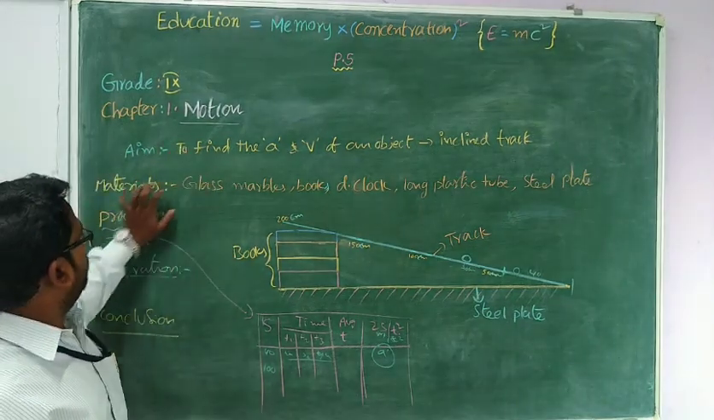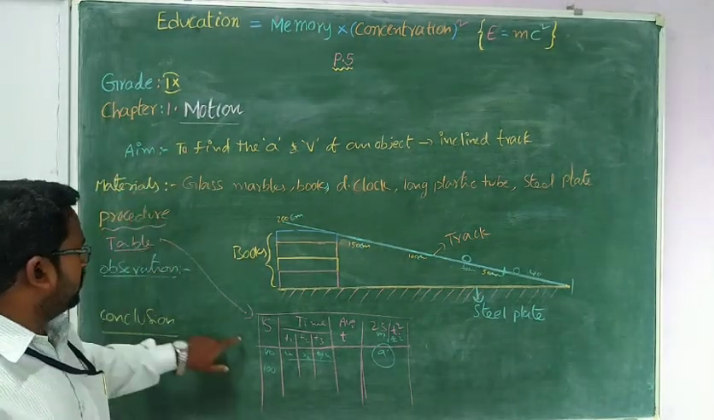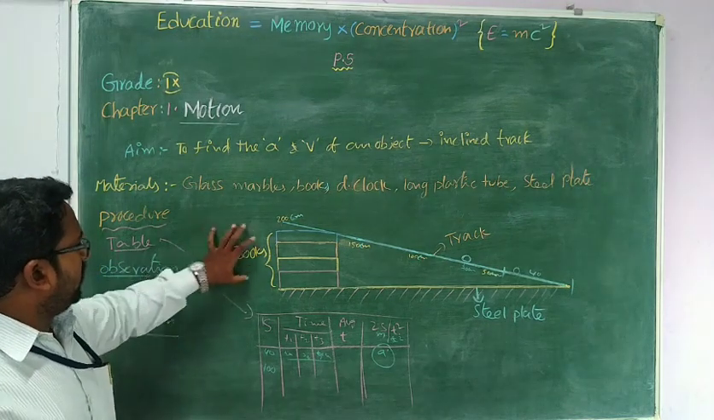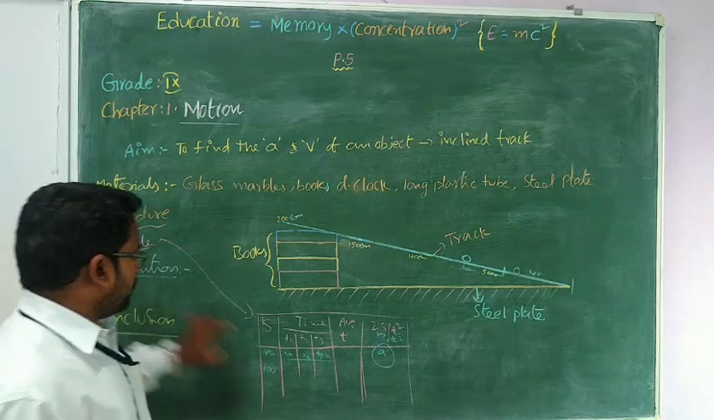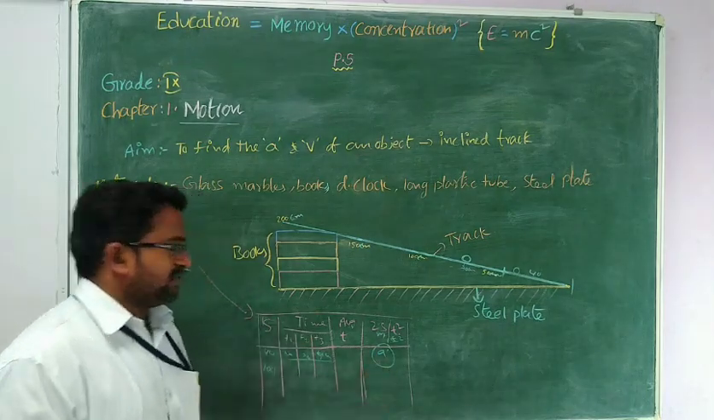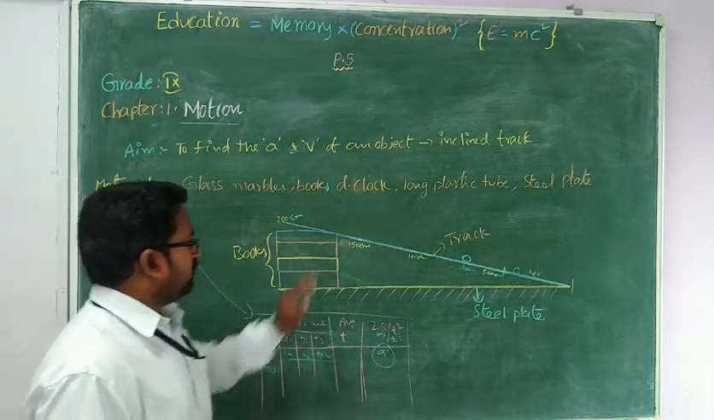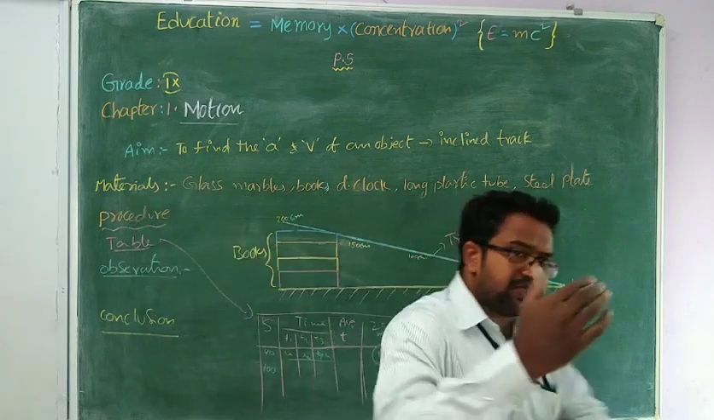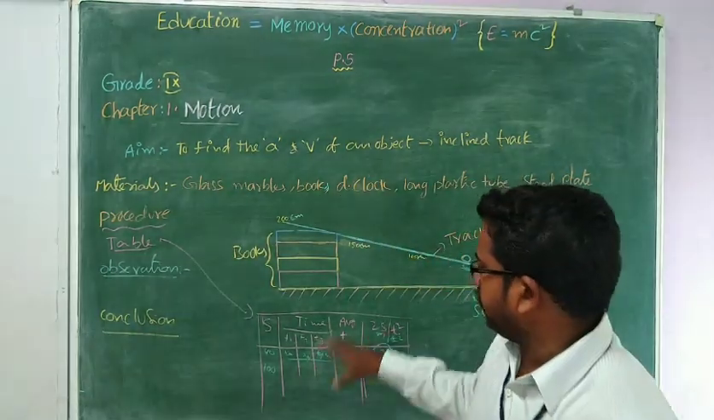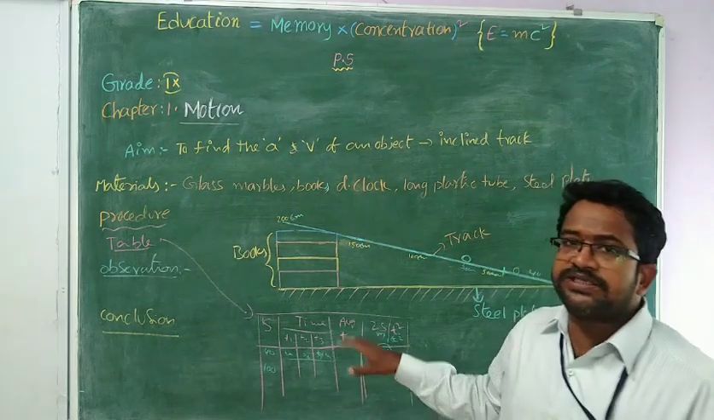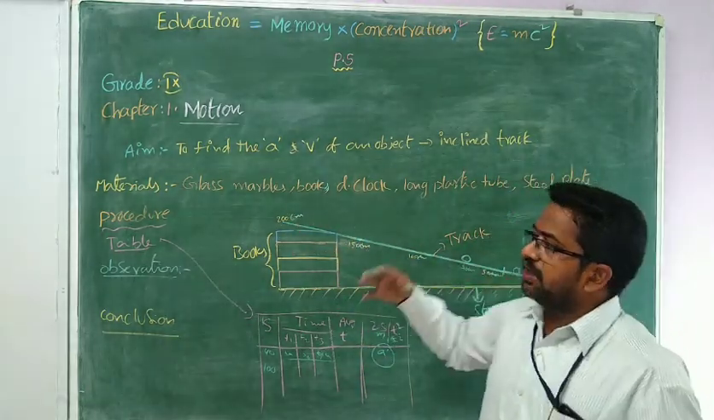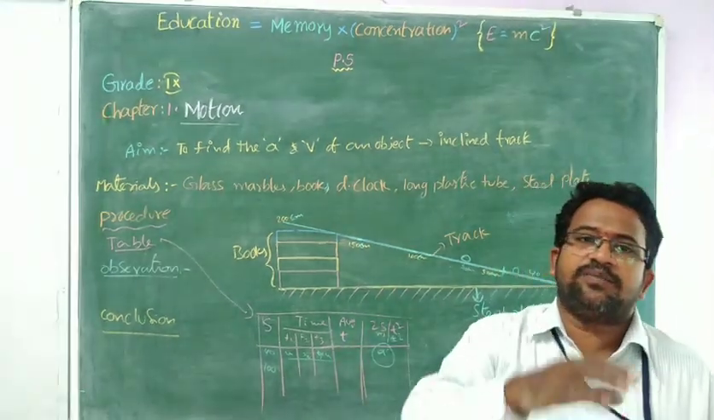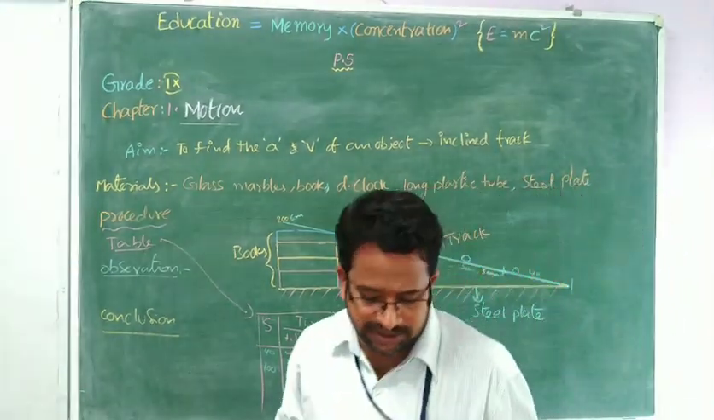First, materials required, procedure and the table. When you are writing the procedure, you have to draw the diagram also. Observation: based on this table, the last column is observed to be the same. And conclusion: from the above activity, I conclude that when the object is moving in an inclined position, gradually velocity is increasing and the body is moving with uniform acceleration.